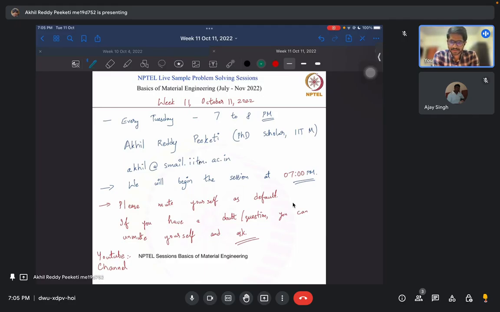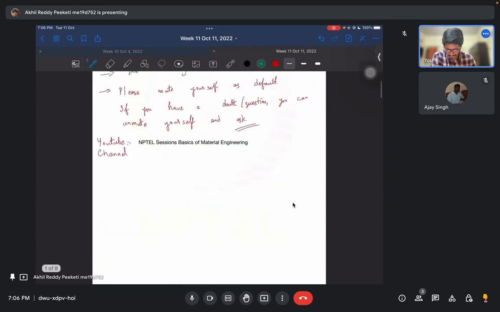As usual, we'll have today's session on solving some sample problems for the basics of material engineering course. So today we'll be looking at nucleation and TTT diagrams. So let's begin the first question.